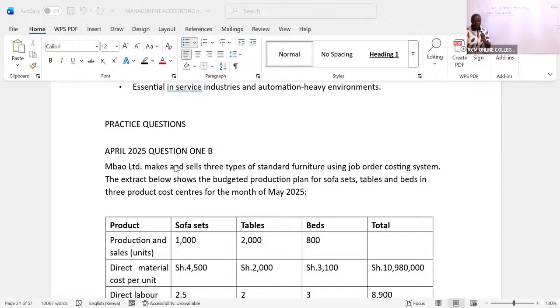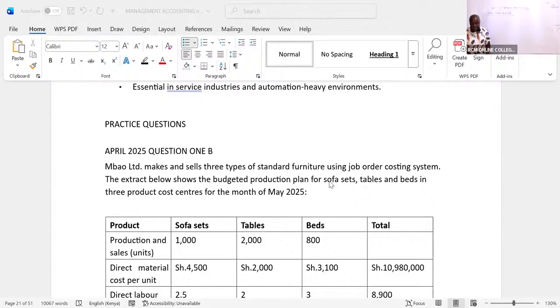We are told BAL Limited makes and sells 3 types of standard furniture using a job order costing system. The extract below shows the budgeted production plan for sofa sets, tables, and beds in 3 production cost centers for the month of May 2025.